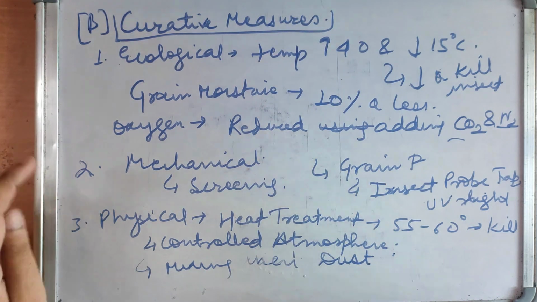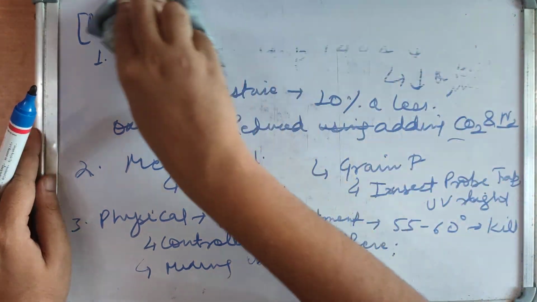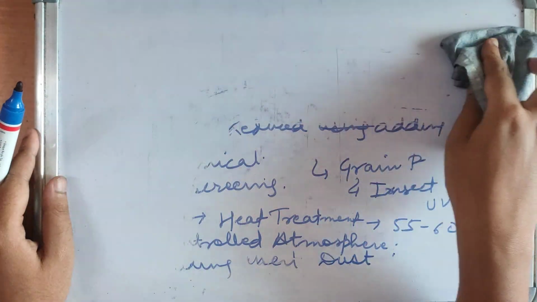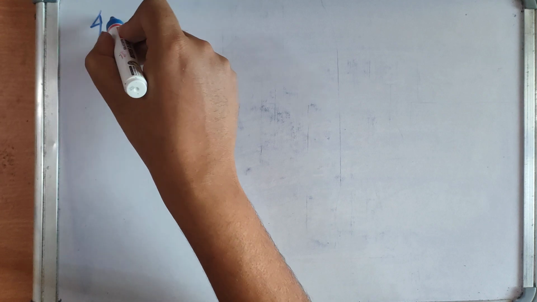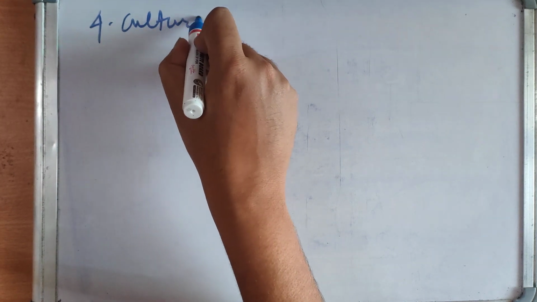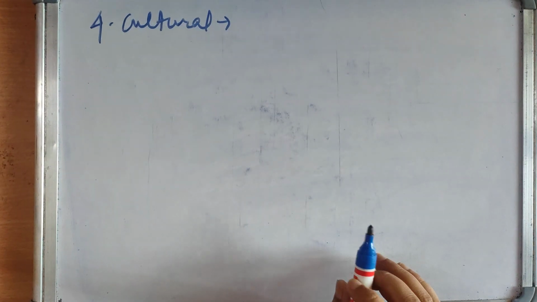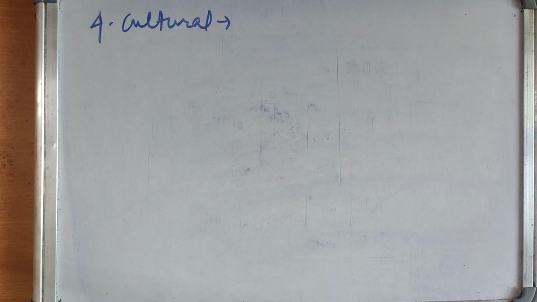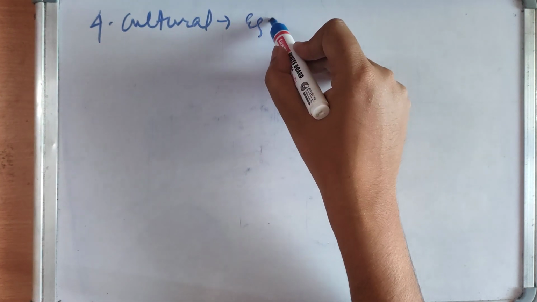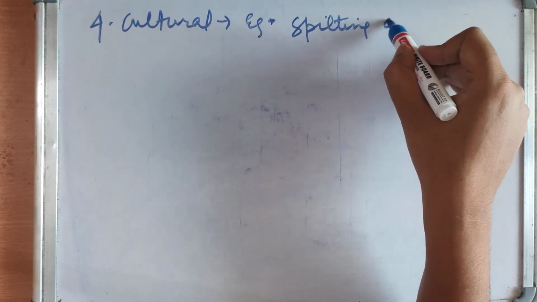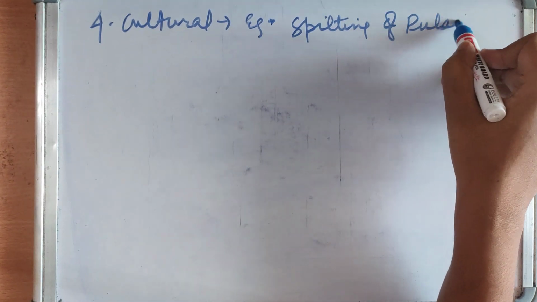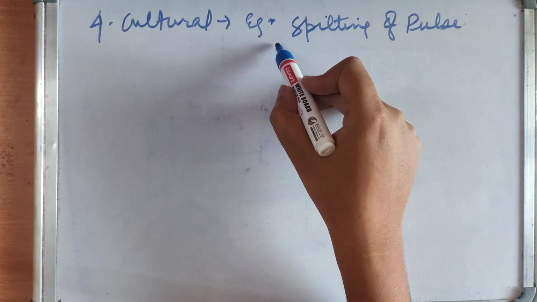Now moving on to cultural curative measures. Number 4, cultural, that is splitting of pulse, parboiling of paddy. For example, culturally we can do splitting of pulse. We will first split the pulse and then store it. And we can do parboiling.